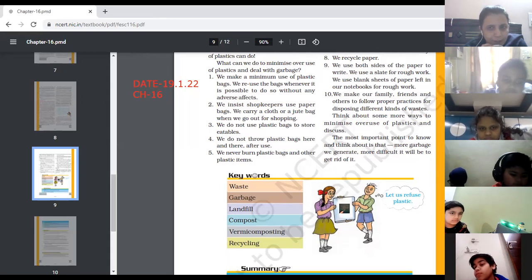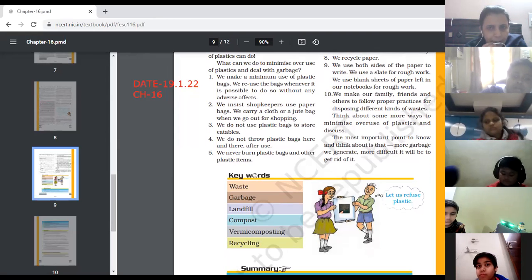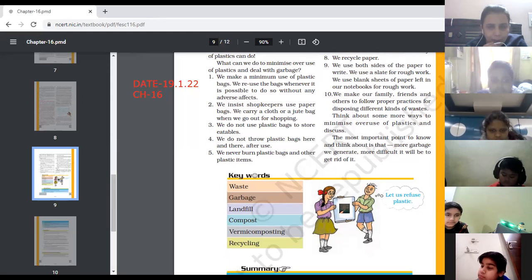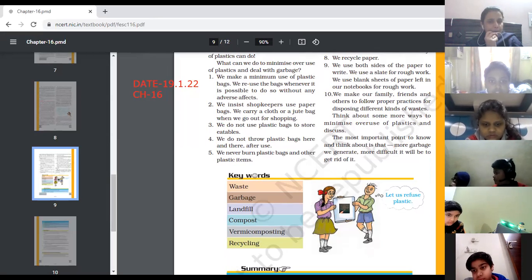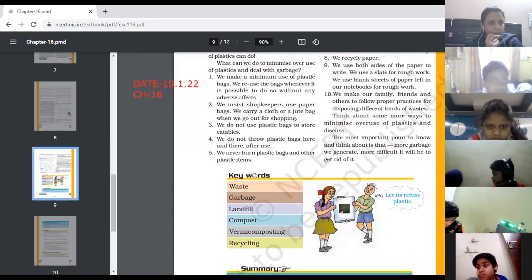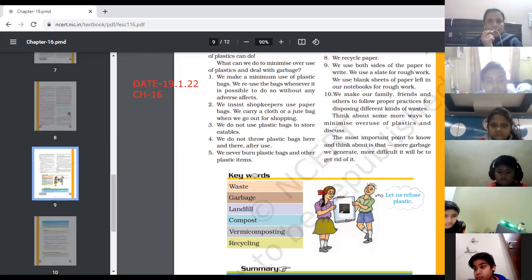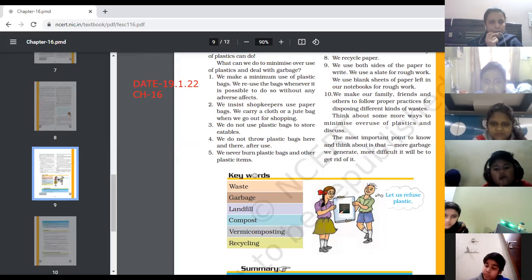Okay. So children, with this, your chapter is over. The more garbage we are generating, the more difficult it will be to get rid of it. Get rid of it means to stay away. It's very difficult to remain away from the plastic if we will be generating much of the waste. So I think you are the people who can reduce the waste, you can reuse, you can recycle, or you can spread the awareness. So here are the 10 ways given to minimize the use of plastic or how to deal with the garbage related to plastic.